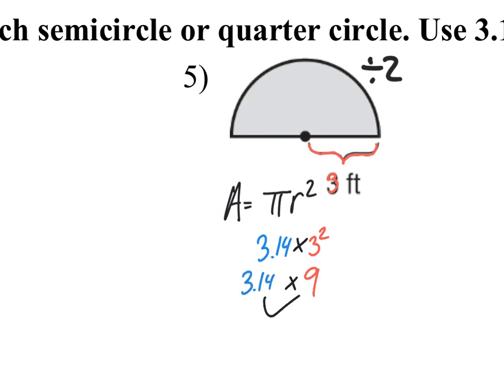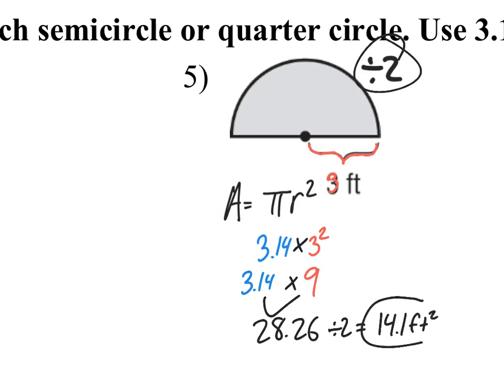And now I have to multiply these two. And I get 28.26. Here's the problem with this. Again, this is a semicircle, only half of that circle. So I'm going to take my final answer and divide it by 2. And I get 14.13. Well, I'm going to do 14.1 because, again, we're rounding to one decimal place. That will be feet squared. Final one on the notes.